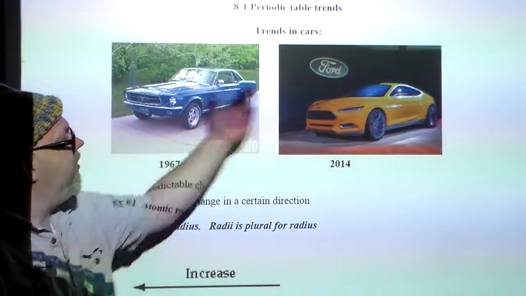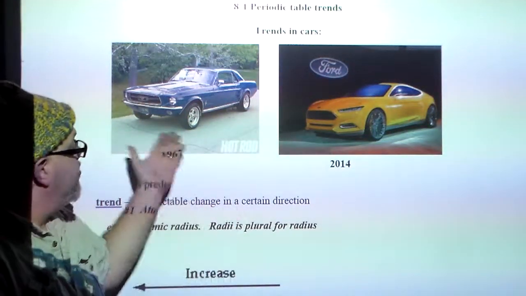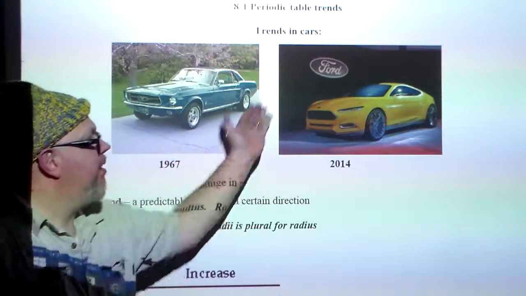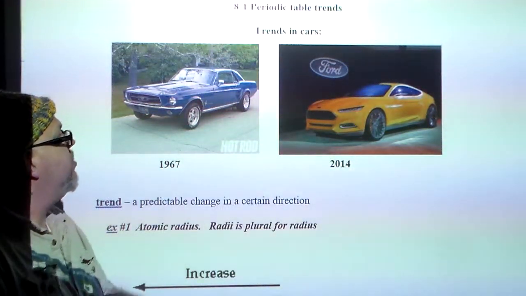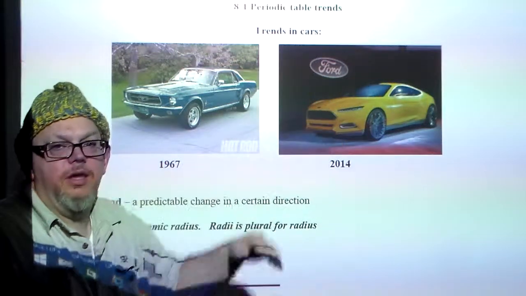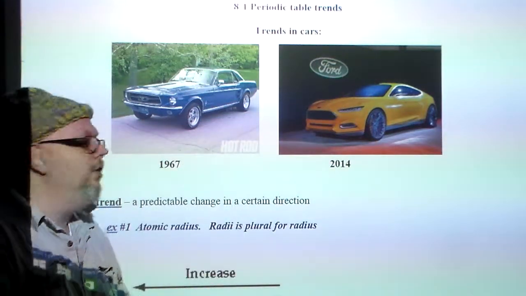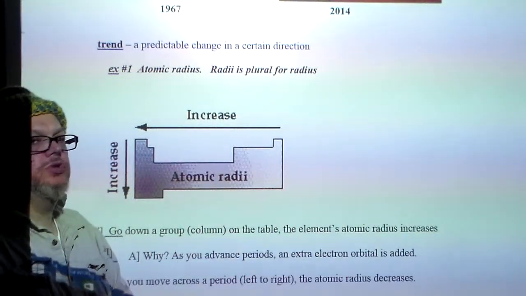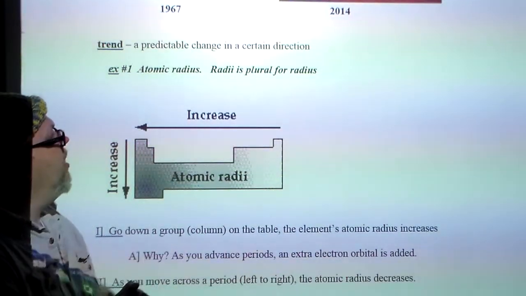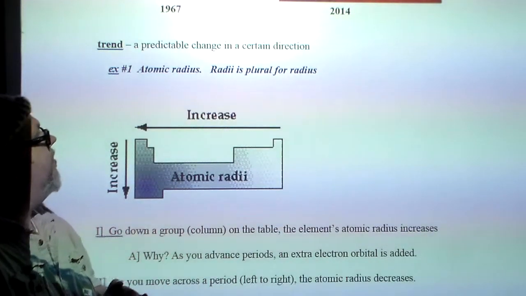Well, if we look at a trend, we can talk about a trend in cars. The 67 Mustang compared to the 2014 Mustang, definitely there are some changes that happen, much more sleek, aerodynamic styling and all that. But a trend is a predictable change in a certain direction. And the periodic table is no different from that.